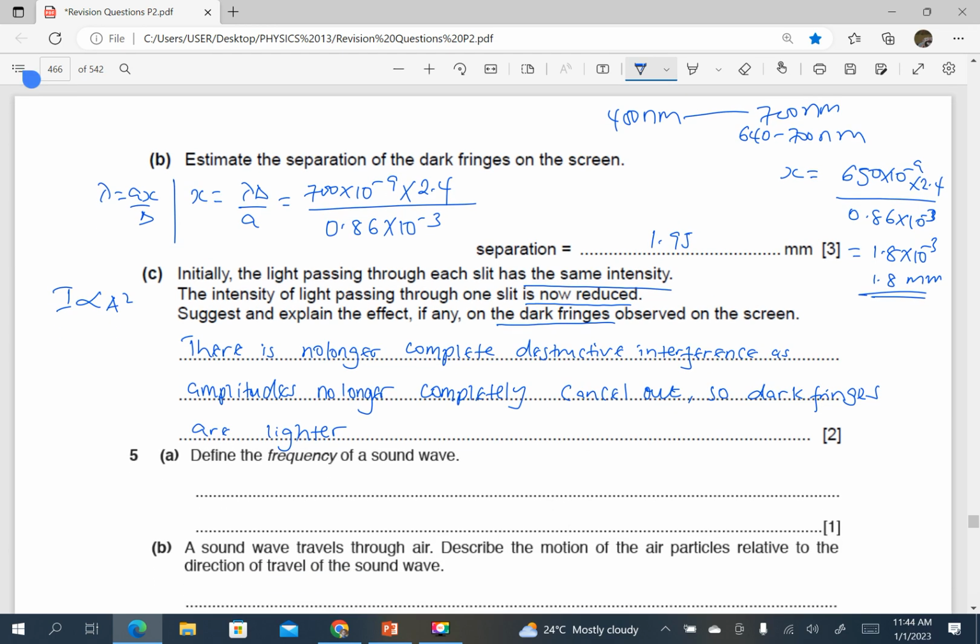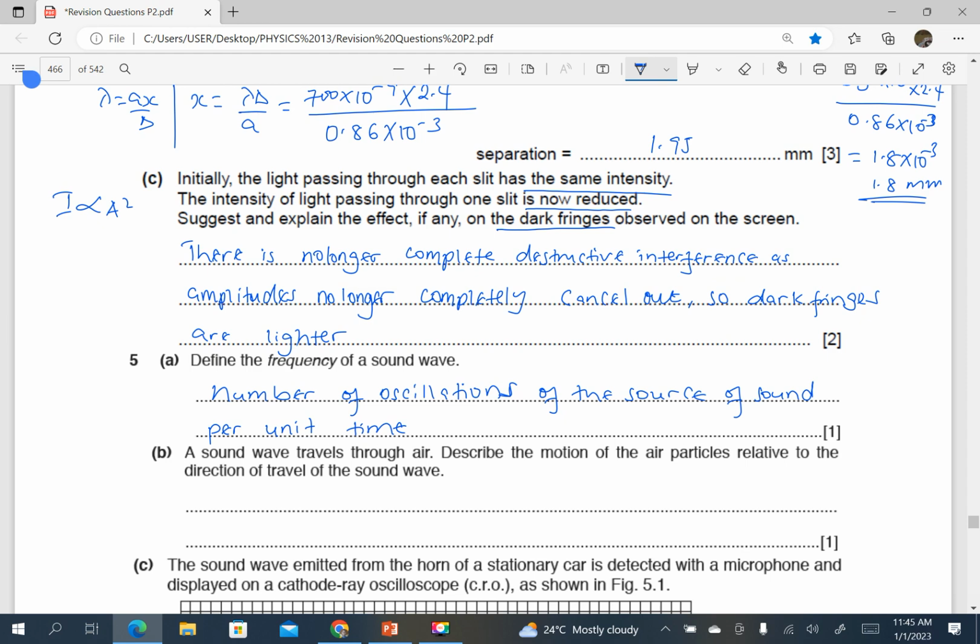Okay, define the frequency of a sound wave. Of course, frequency refers to the number of oscillations, because the frequency depends on the source. So the frequency of a sound wave is the number of oscillations of the source of sound per unit time. Remember for a sound wave, the frequency depends on the source.